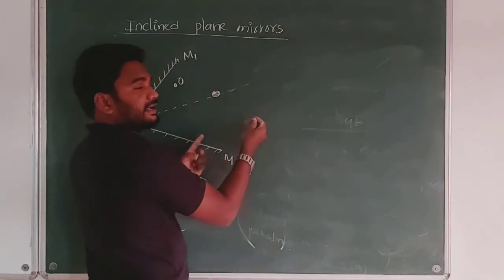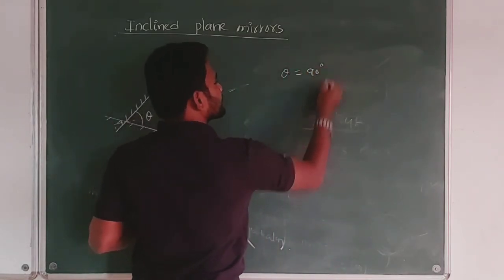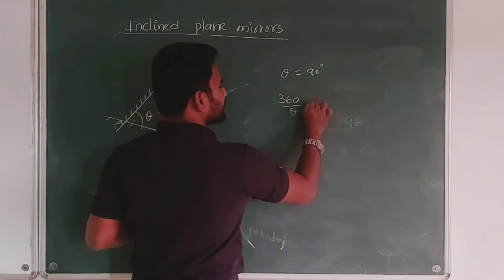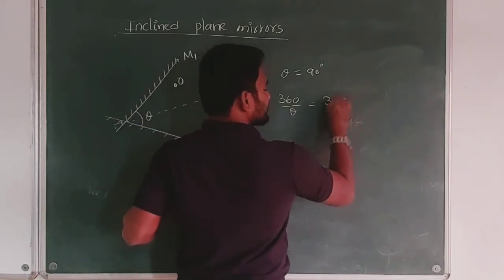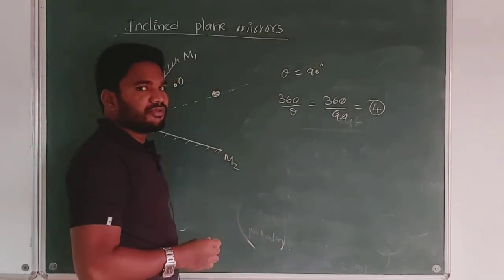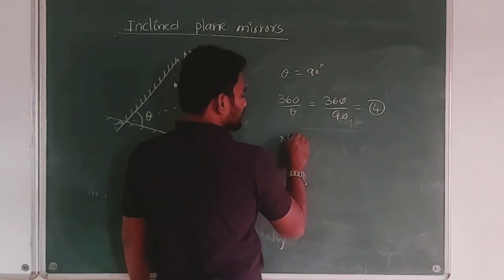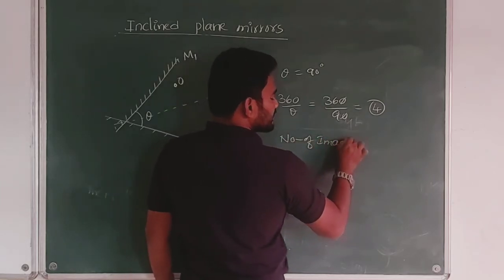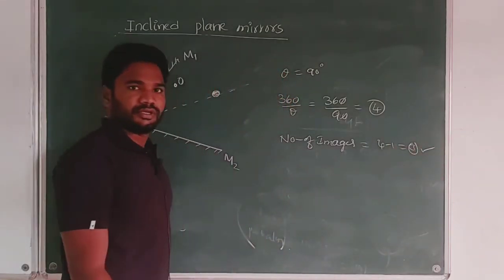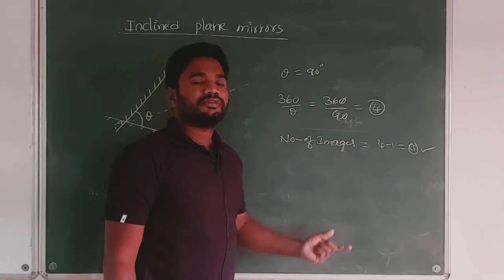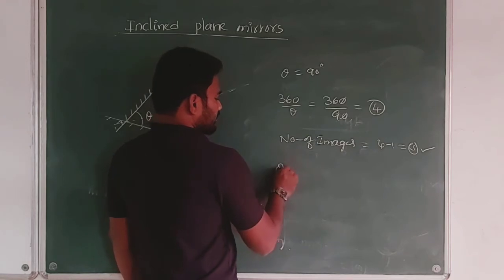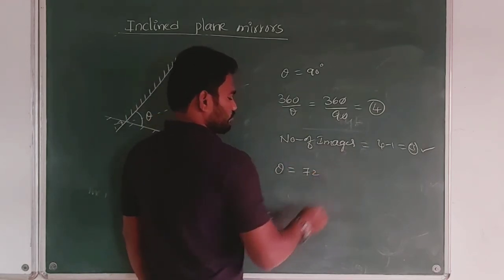If two plane mirrors are inclined with each other and theta is 90 degrees, find the number of images. Very simple. First of all, we need to find the 360 by theta value. 360 by 90, the answer is 4. 4 is an even number. So the number of images is equal to 4 minus 1, that is 3. That's all. Like this we are going to find. One more thing here: whether the object is placed on the symmetrical line or not, we have to consider this.